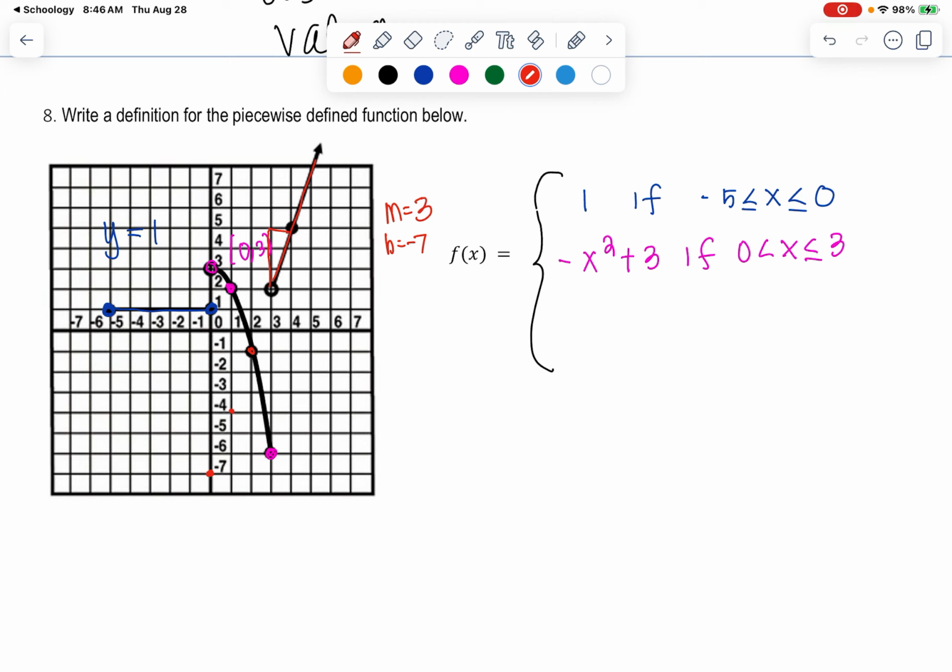So this is the line, y equals 3x minus 7. And that starts at 3 and goes forever. So this is if your x values are greater than 3.